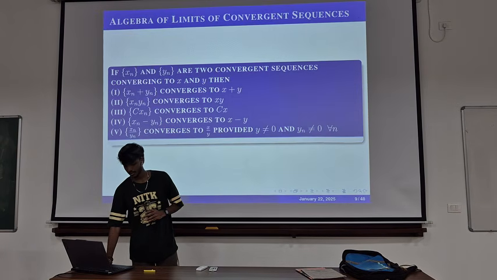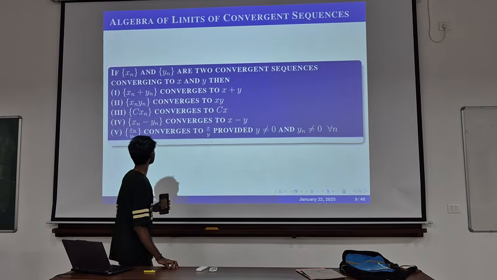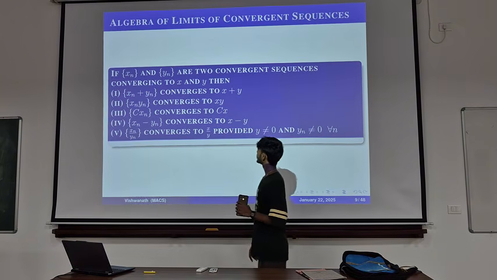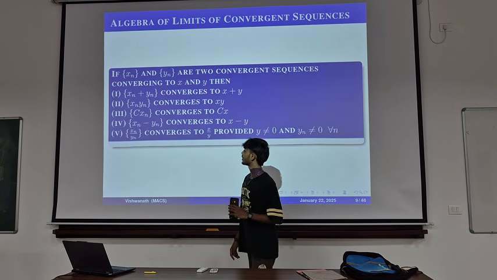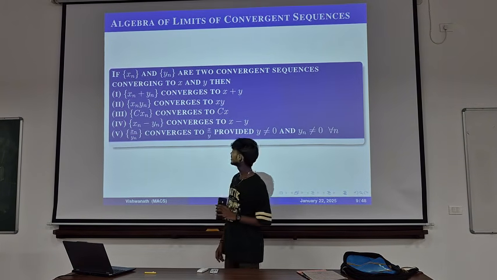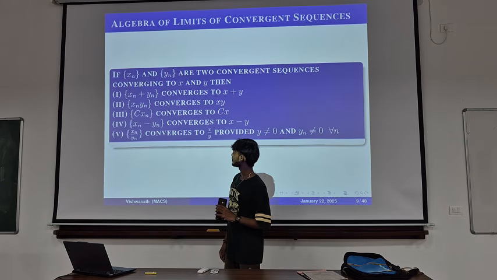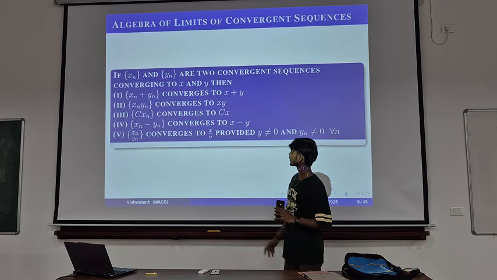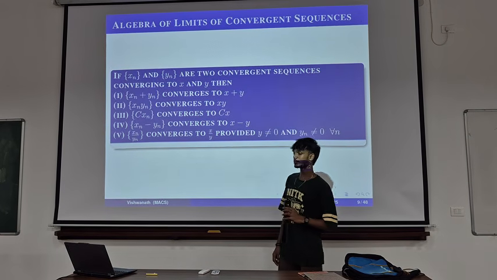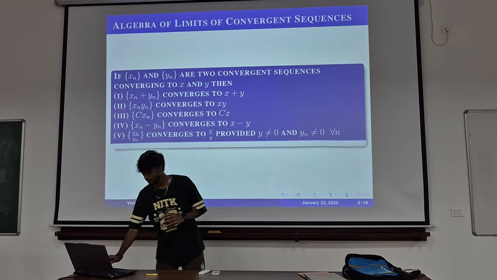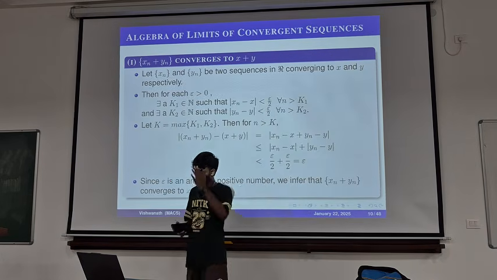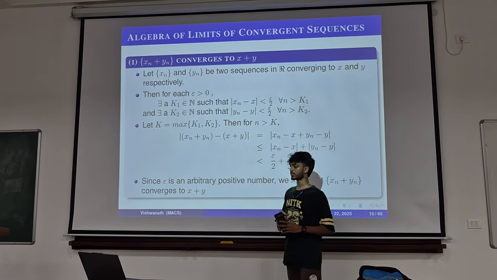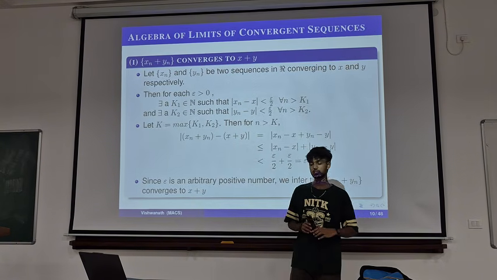The first, we are given two convergent sequences, xn and yn, which converge to x and y respectively. The first proof that we are going to tackle is that if xn plus yn is a combined sequence, then we have to prove that the new sequence will converge to x plus y. So how will we do that? We will be looking at the further slides. In this theorem, we have to prove that xn plus yn converges to x plus y.